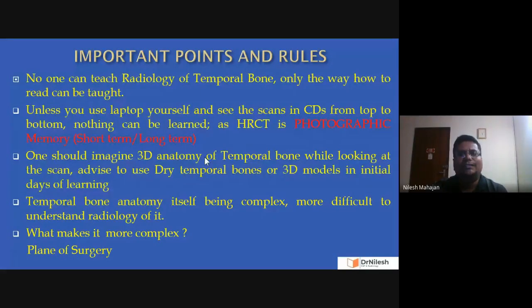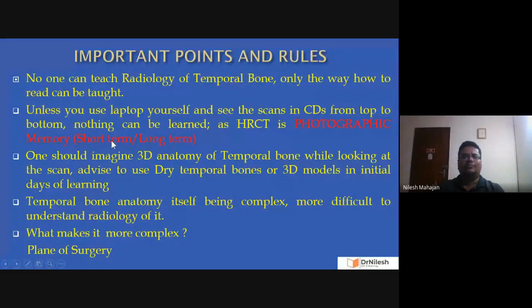No one can teach the radiology of the temporal bone. Only the way to read it can be taught. So I'll be teaching you the way of reading the HRCT temporal bone. Unless you use a laptop yourself and see the scans in CD form from top to bottom, nothing can be learned, as HRCT is a photographic memory. It's on you whether you want it short term or long term.